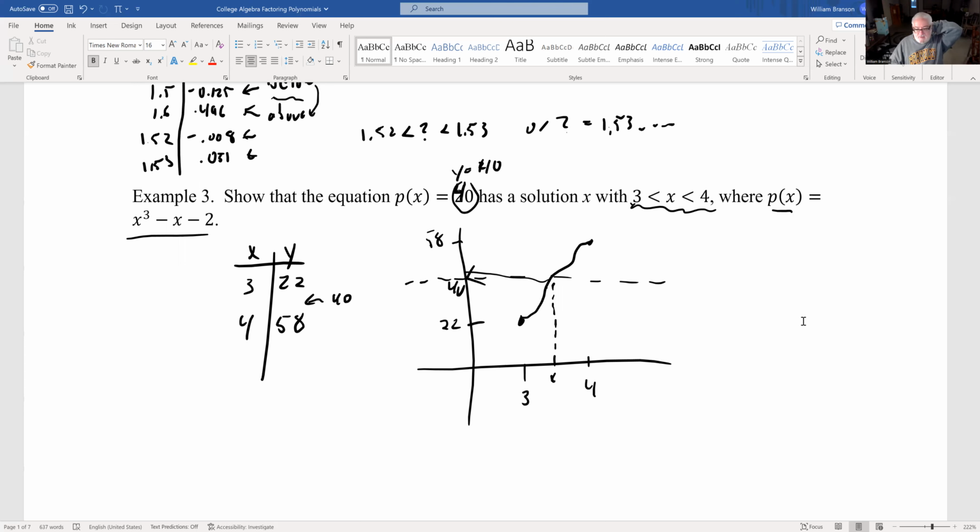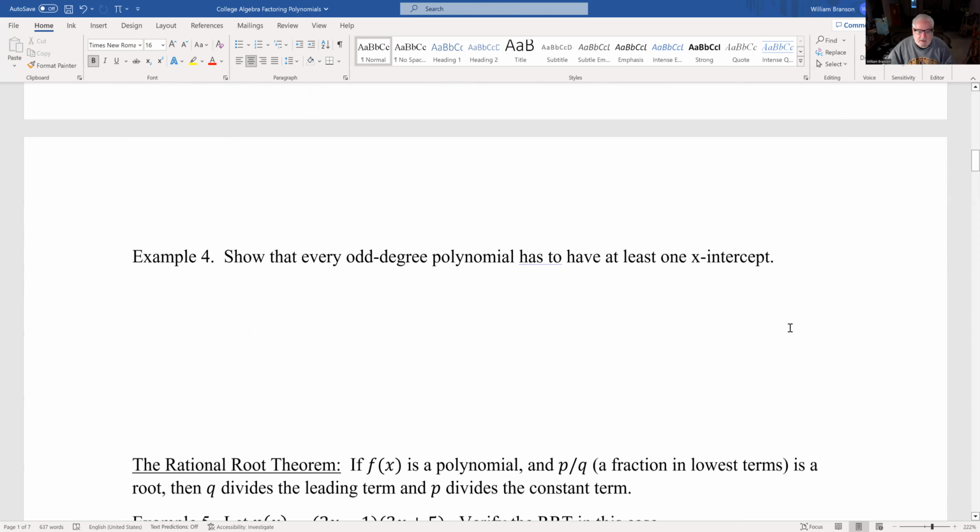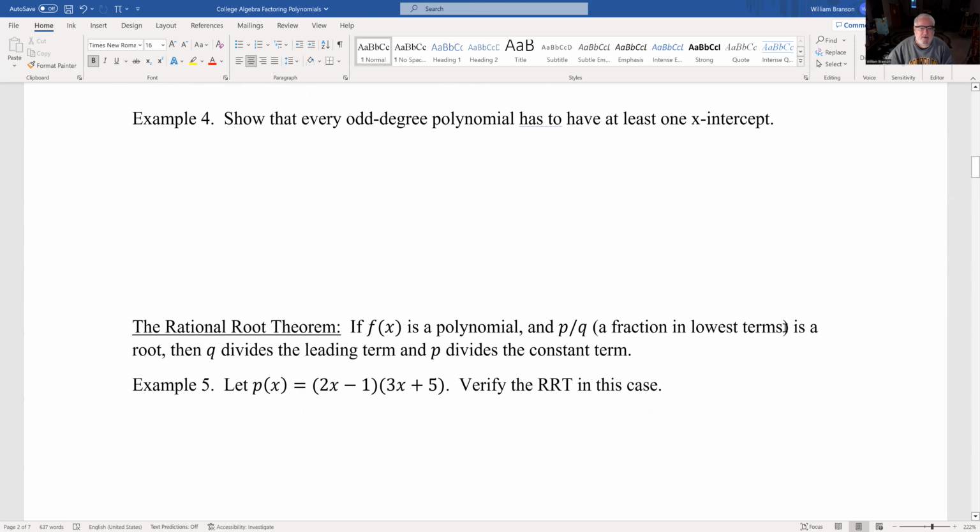So that's the intermediate value theorem, right? If you can figure out two y values, the graph has to go up from one to the other or down from the first to the second. So we can get some nice results here, right? One is that every odd degree polynomial has to have at least one x-intercept.